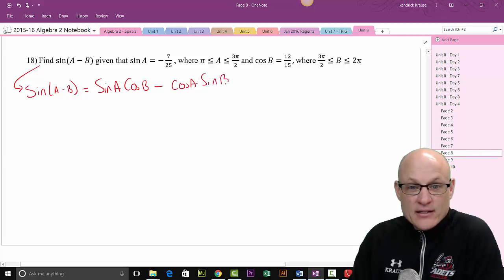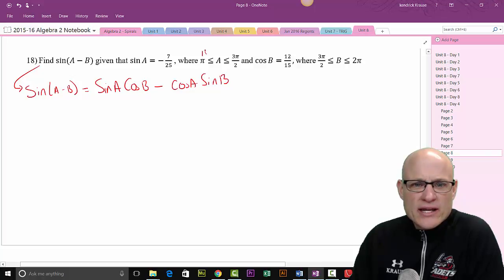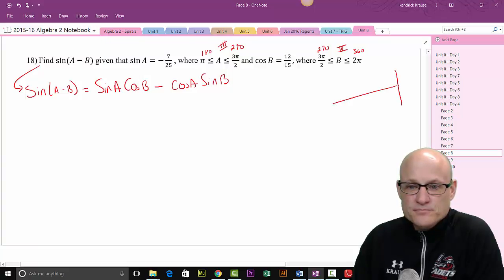Let's see. A is between 180 and 270. That's the third quadrant. B is between 270 and 360. That's the fourth quadrant. So let's work with A over here. A is in the third quadrant. The only thing I know about A is that sine is 7/25. That would make this, I believe, 21.